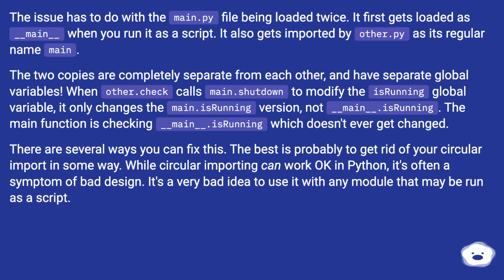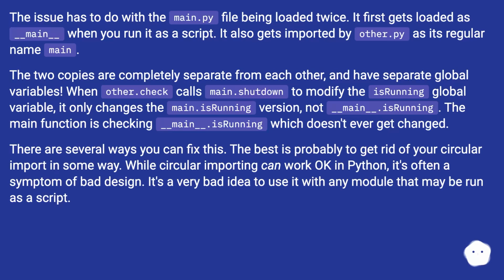When other.check calls main.shutdown to modify the is_running global variable, it only changes the main.is_running version, not __main__.is_running. The main function is checking __main__.is_running, which doesn't ever get changed. There are several ways you can fix this.